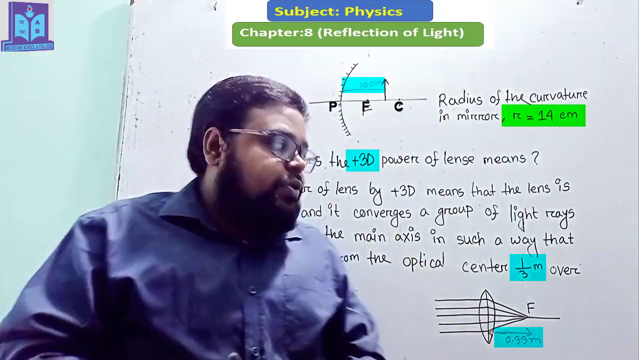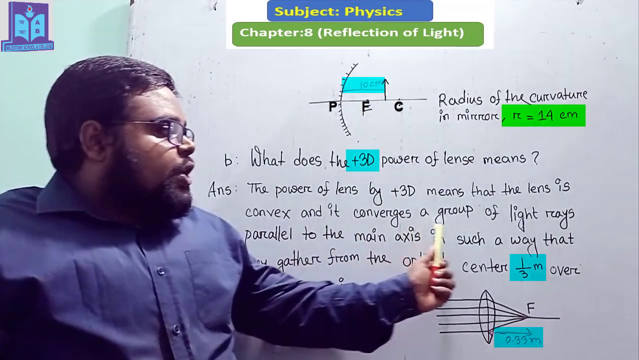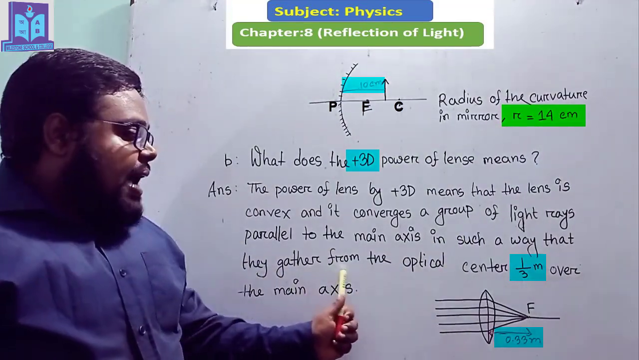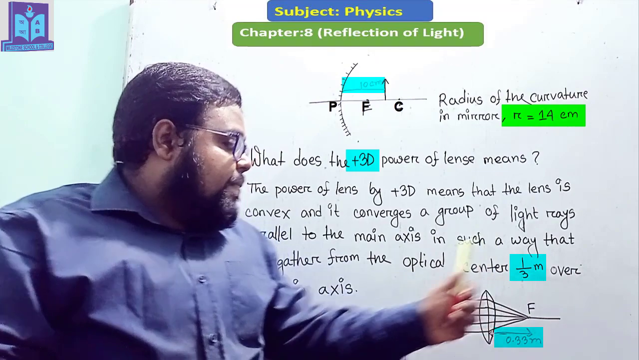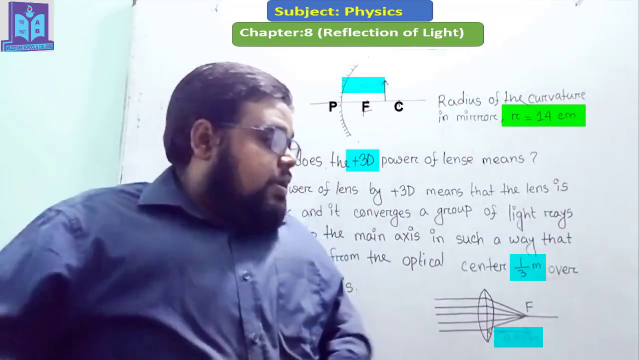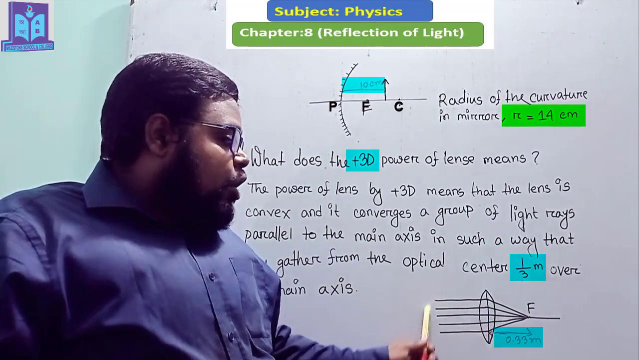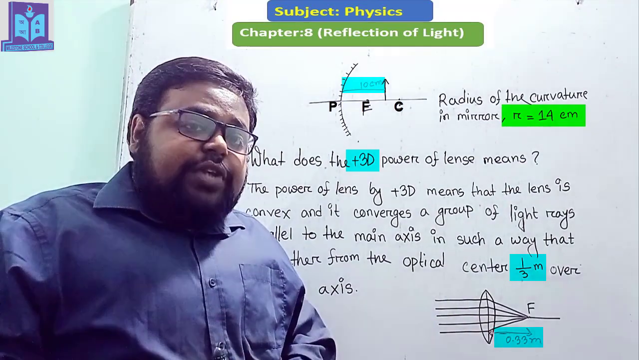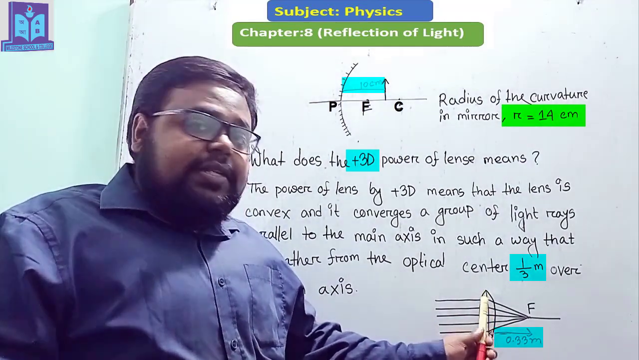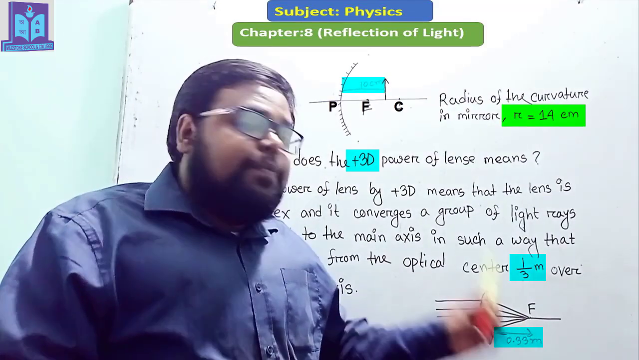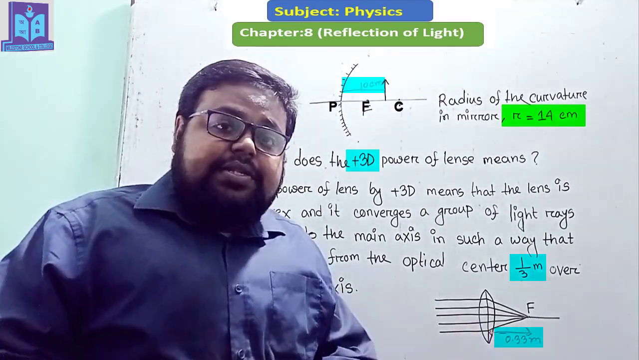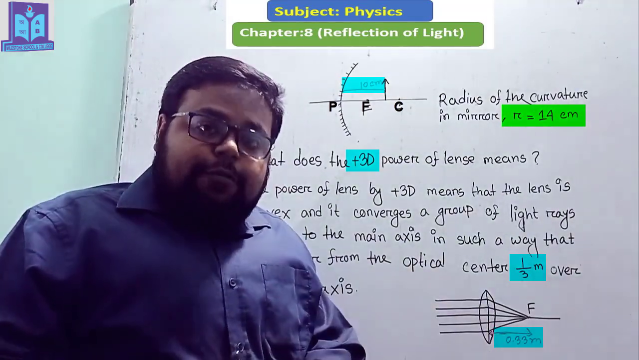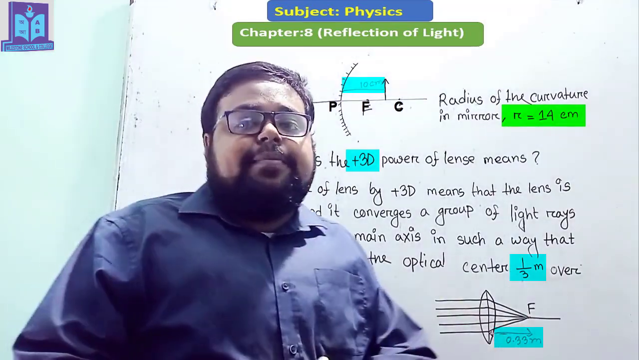And if you see the power is minus, then you can be sure that the lens is a concave lens. It converges a group of light rays parallel to the main axis in such a way that they gather at 1/3 meter from the optical center on the main axis. That means here you can see all of these are parallel light rays, and all of these parallel light rays will be converged by this lens, and they will meet at 0.33 meter distance from the lens. The other meaning of that is, the focal length of this convex lens is 0.33 meter.